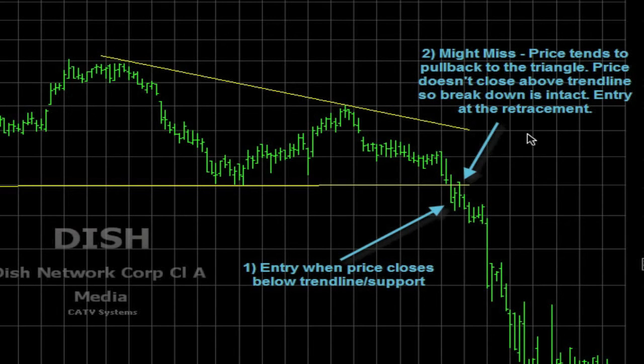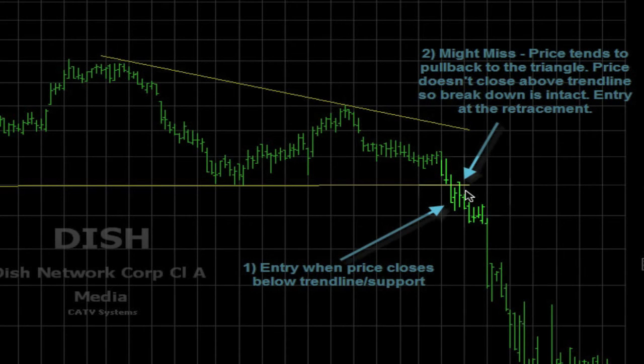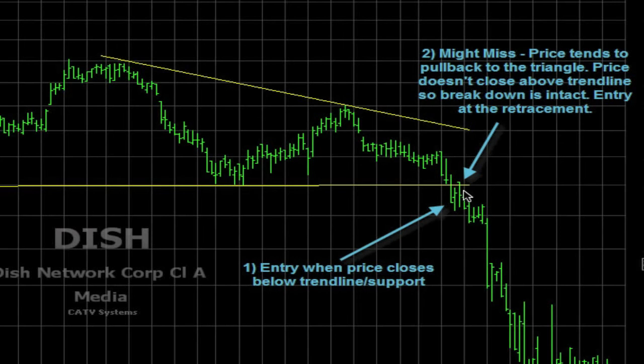The second opportunity is a might-miss. Price doesn't always pull back to test the triangle, to test what was support, which is now resistance. This is because the buyers over here are happy to cover their loss, a small loss here, when it comes back to their entry point. They're just happy that they didn't lose a lot. If and when this retracement happens, you get a high odds trade.